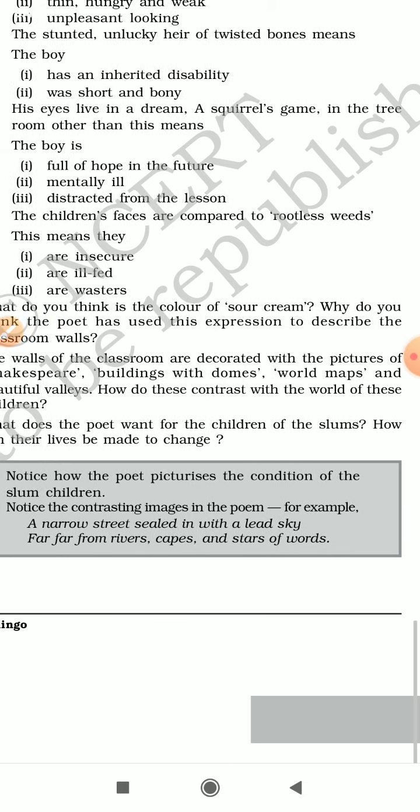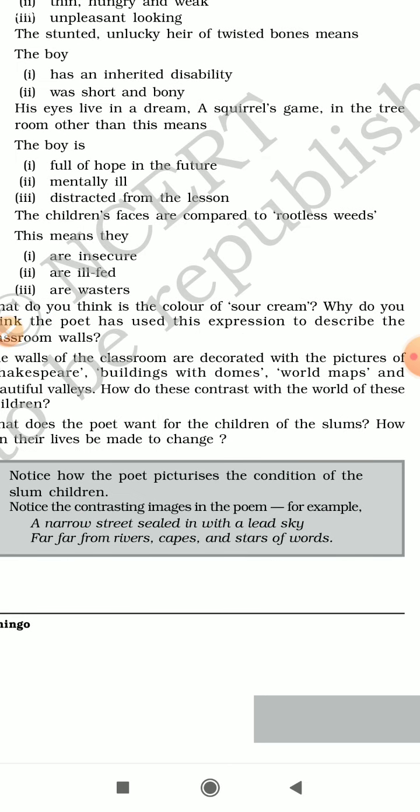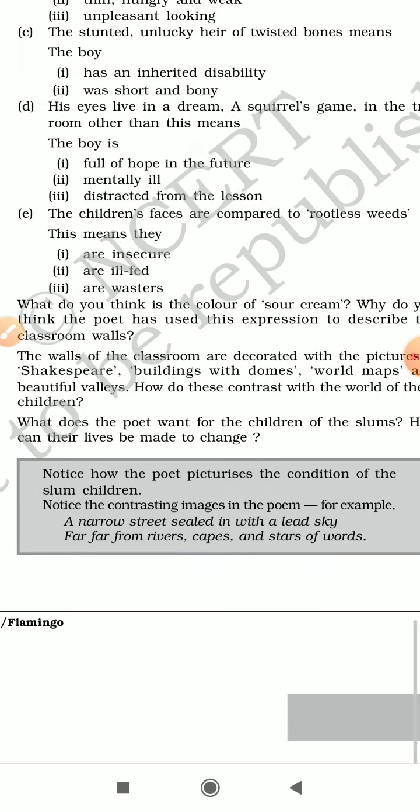World maps have been made by the authorities, rich and powerful persons, and they have only mentioned their own world, and there is no place for the world of slums in those maps. So that's also a contrast. And the beautiful valleys, some children are not allowed to go there. They can't enjoy the beautiful valleys. So these things are totally in contrast with the world of the slum children.